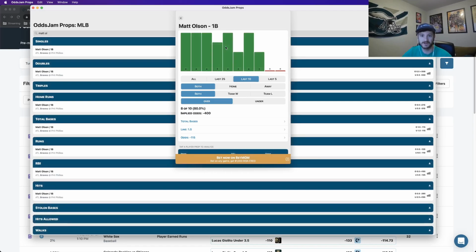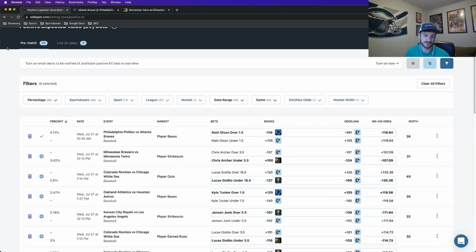And this is all confirmed using the OddsJam Props app. Again, the way I think about the OddsJam Props app, it doesn't talk me into negative expected value plays, but it will confirm positive EV plays. So that's my first one, Matt Olson over 1.5 total bases.